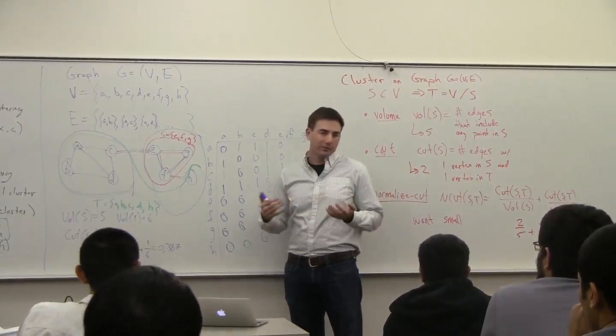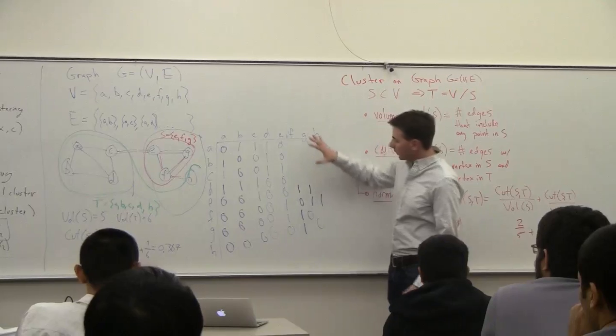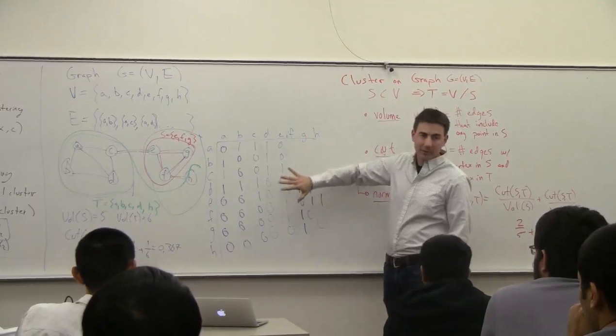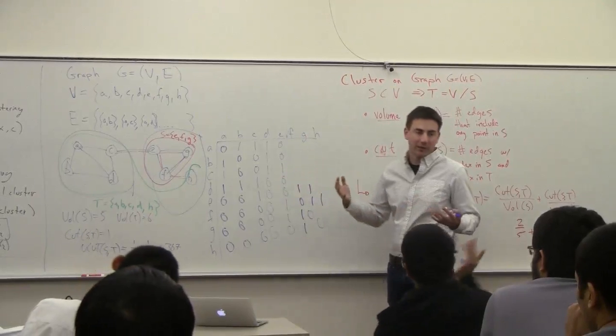And you could do that with some flow algorithms, which could be tricky. So instead, what we're going to do is look at this matrix and analyze the matrix to find a good cut. This will be called the spectral cut.